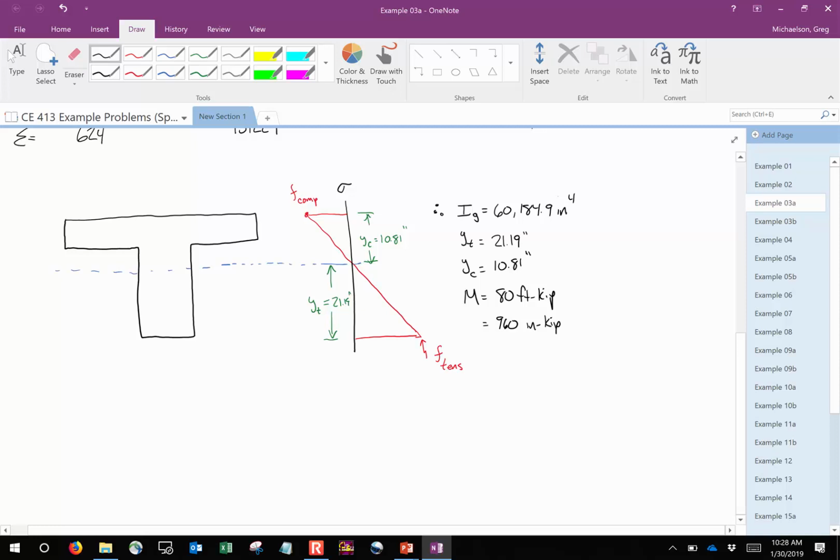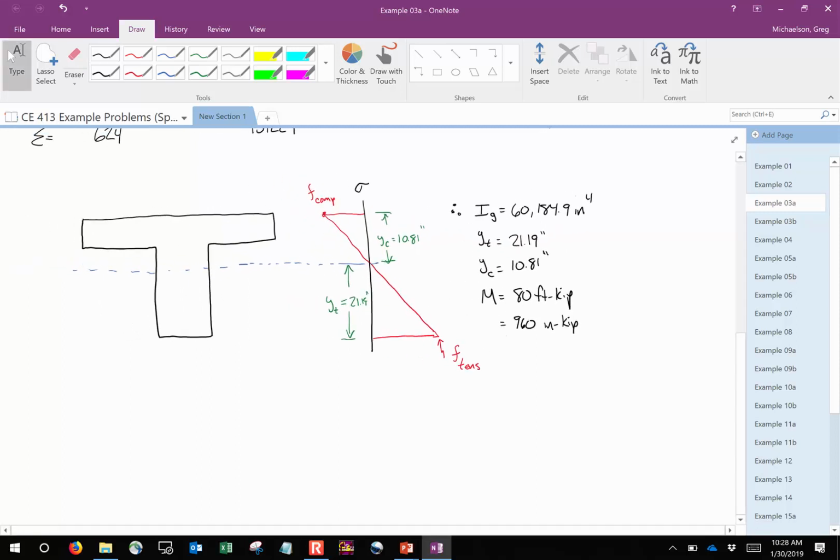Okay? Now, you could stop here, but just for the sake of discussion, I'm going to convert this to inch pounds. So I'm going to multiply by 1,000. I'm going to say that this is 960,000 inch pounds. All right.